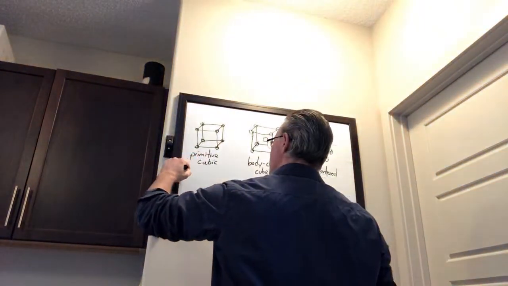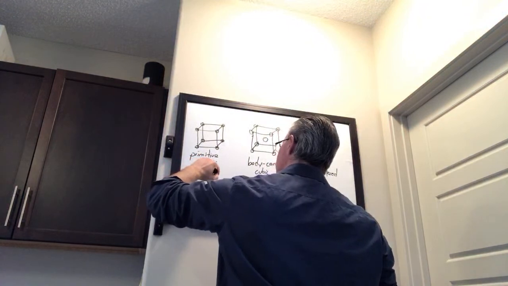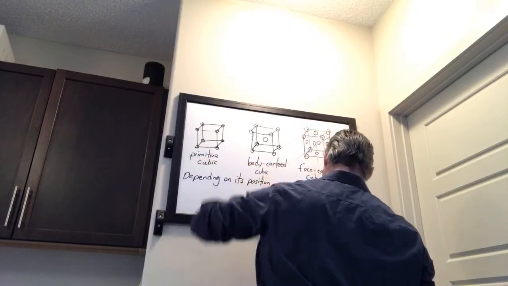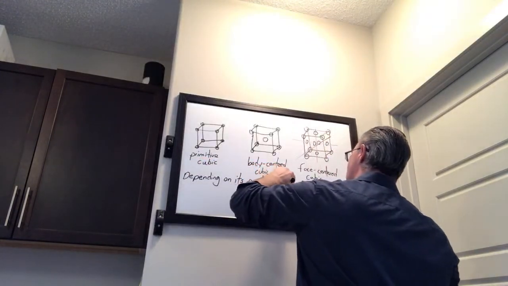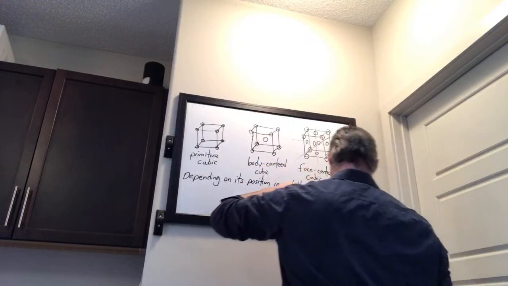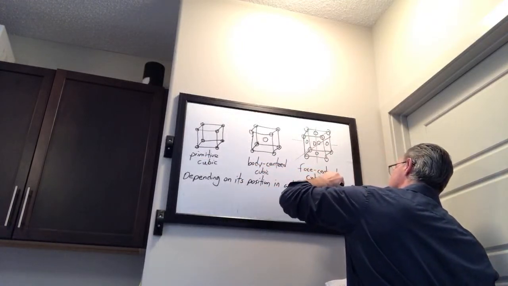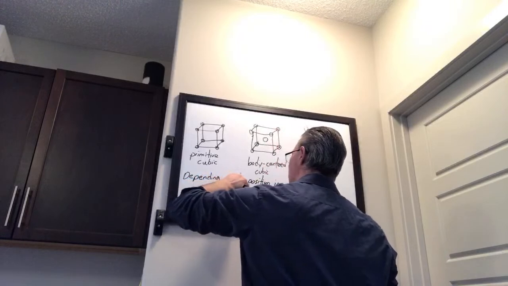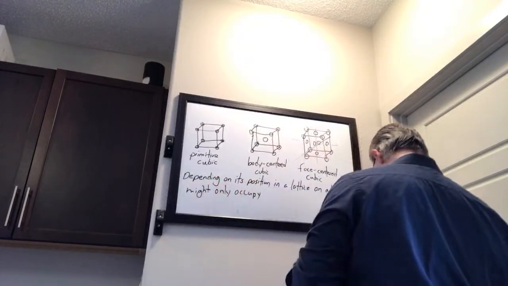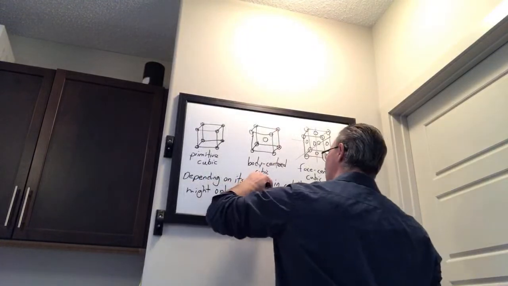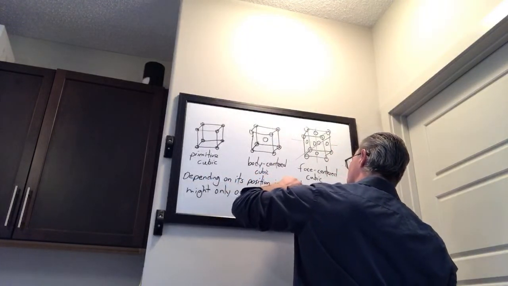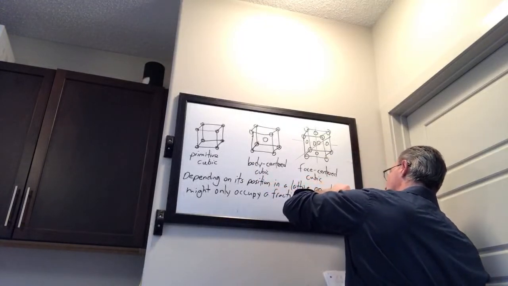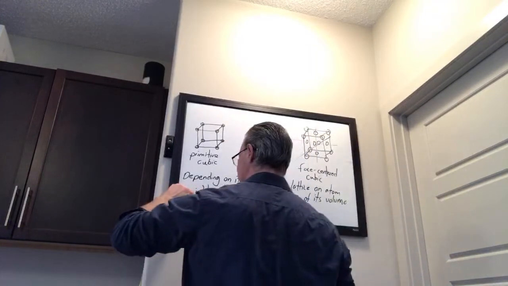So depending on its position in a lattice, an atom might only occupy a fraction of its volume within the unit cell.